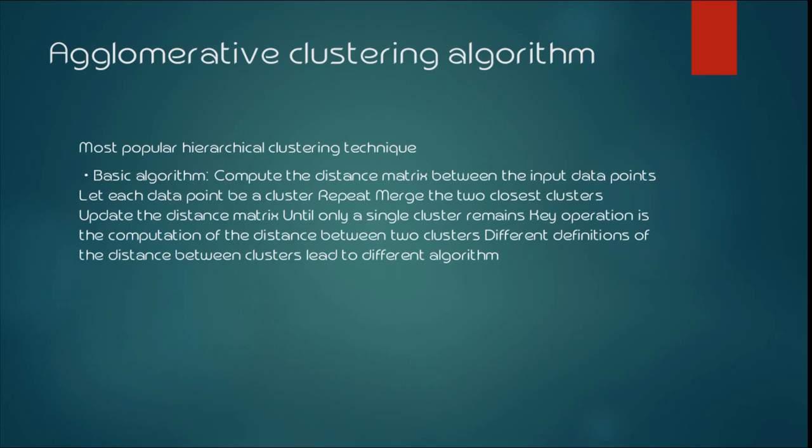Basic algorithm: compute the distance matrix between the input data points. Let each data point be a cluster. Repeat: merge the two closest clusters and update the distance matrix, until only a single cluster remains. The key operation is the computation of the distance between two clusters. Different definitions of the distance between clusters lead to different algorithms.